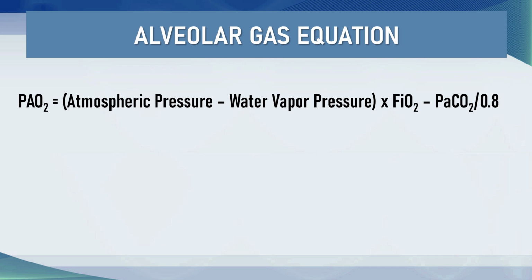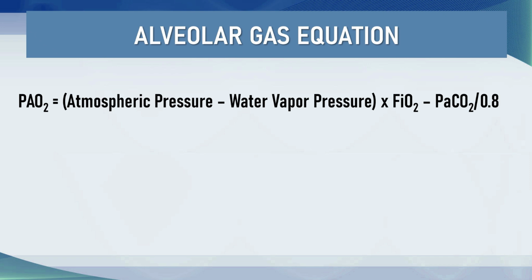If we are at sea level and the atmospheric pressure is 760 millimeters of mercury or 100 kilopascals, and it contains 21% oxygen and 79% nitrogen, we can apply Dalton's law and multiply the partial pressure of oxygen by the atmospheric pressure. So it's 0.21 times 760, and that gives us the inspired oxygen tension of the air.